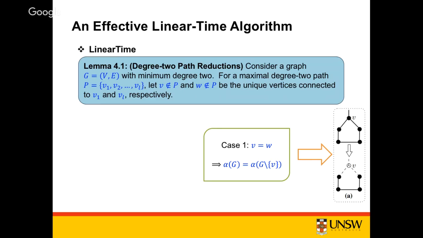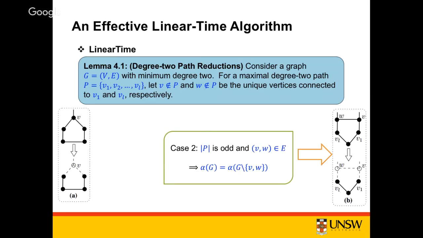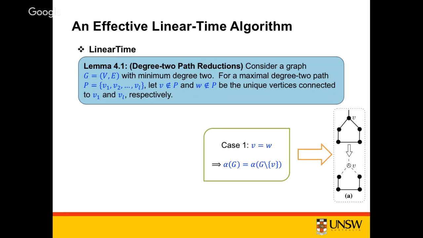In the first case, V and W are the same, which means that we actually have an induced cycle in this graph. First, I need to mention that this degree 2 path can be obtained in time linear in the size of the degree 2 path, so we can find this degree 2 path efficiently. The first case means that this graph contains an induced cycle. So we can remove this vertex V, which is not of degree 2. This will not affect the independence number of the graph.